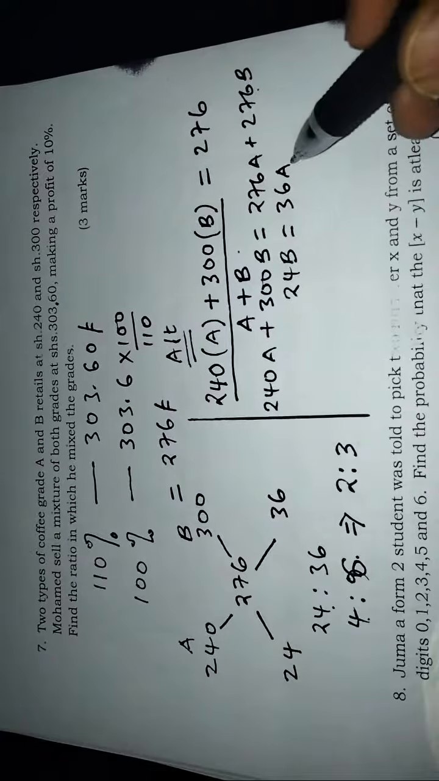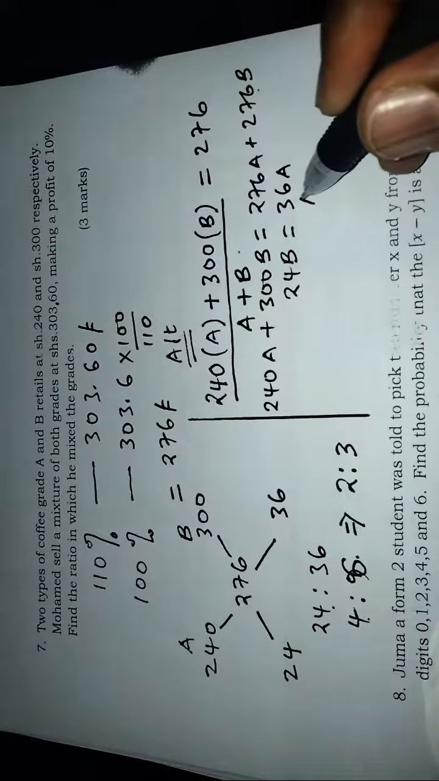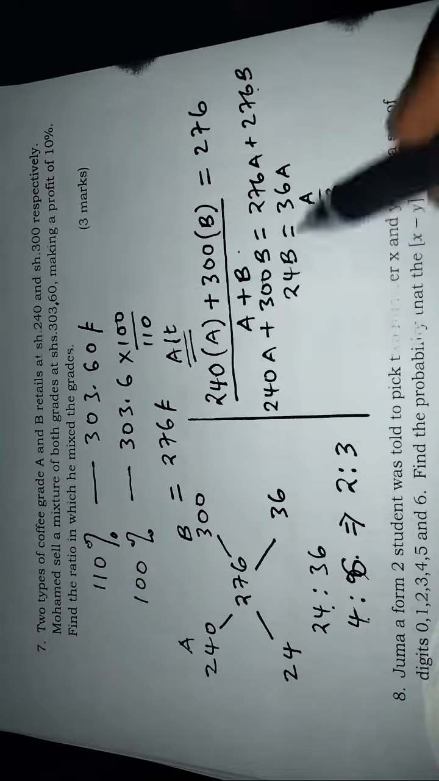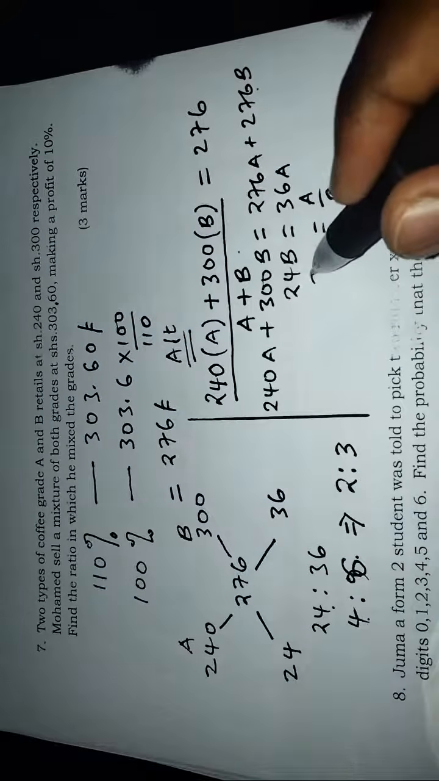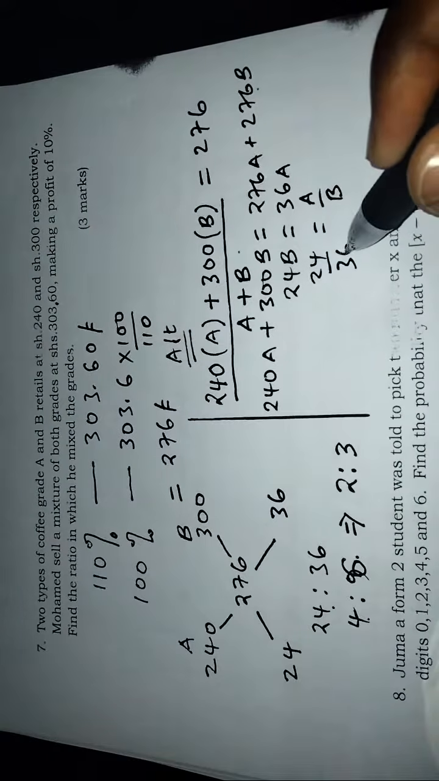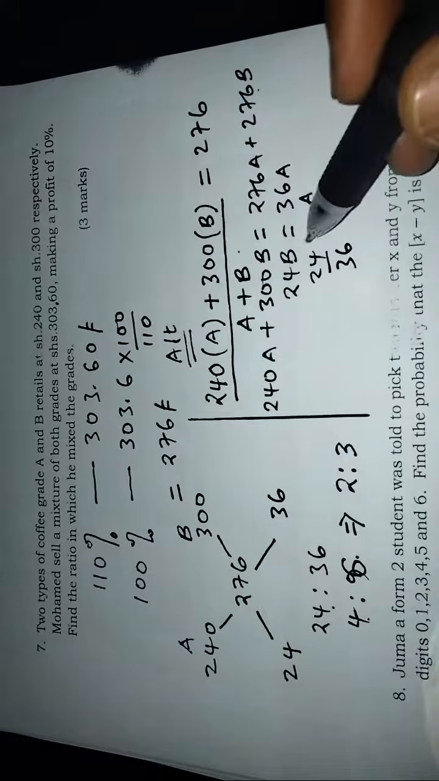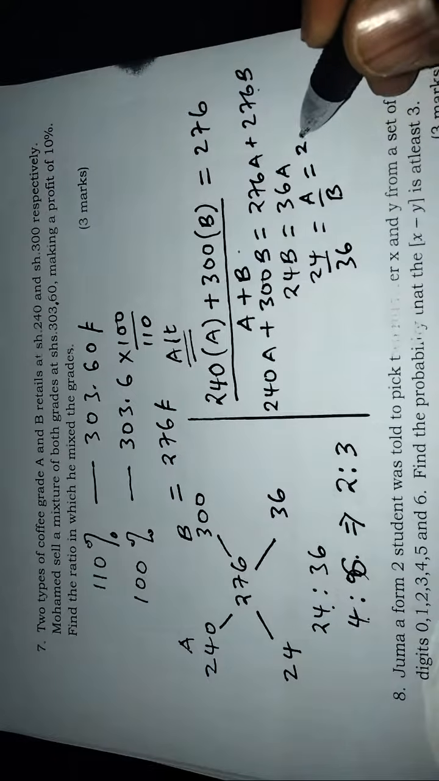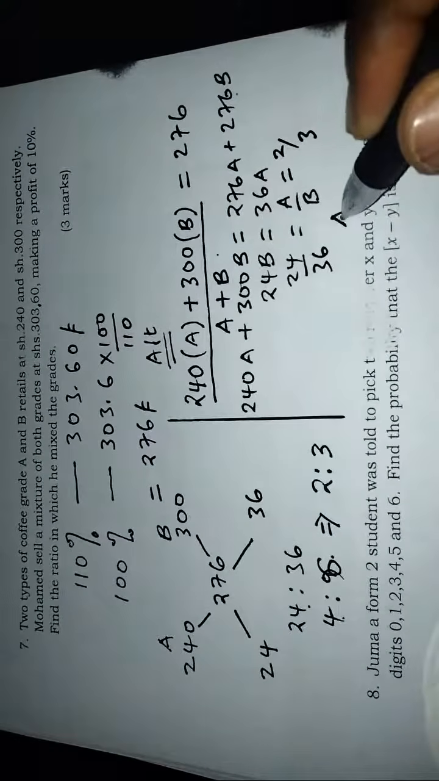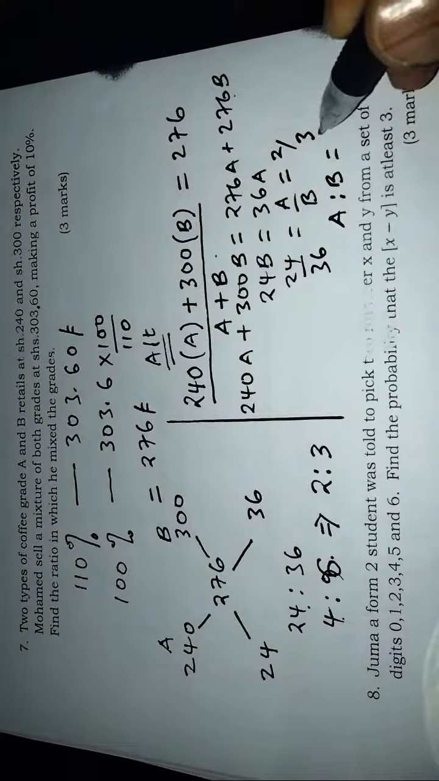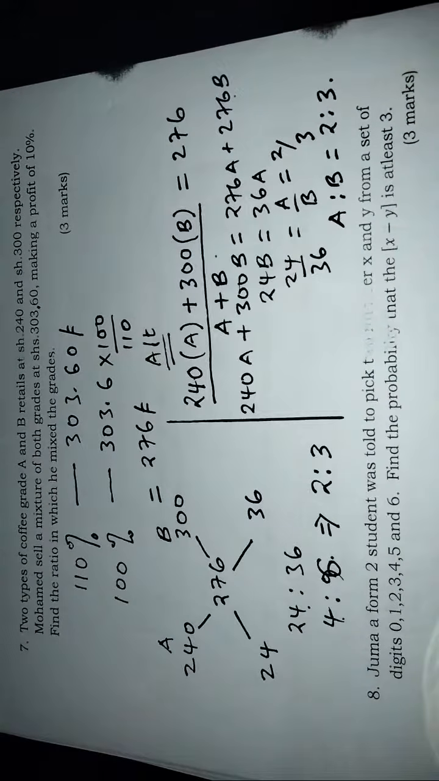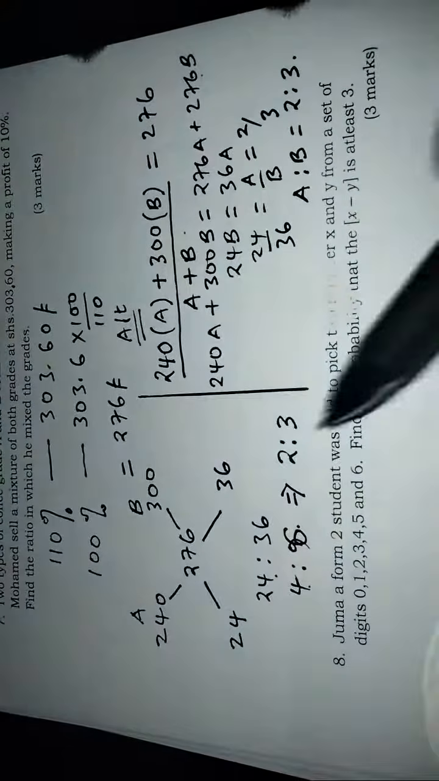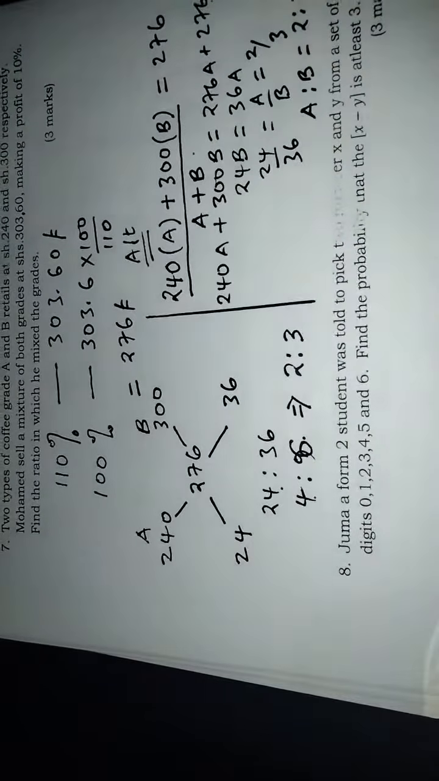Therefore, now to remain with A at this side over B, then we need to bring the 36 here because the B has gone to this side. So we will have 24 out of 36. In the simplified form of 24 out of 36, we will have 2 out of 3. So if A out of B is 2 out of 3, then it means the ratios of A is to B will be 2:3. So that is how we get the ratios. You can work it out this way, or simply you subtract as we did in the first approach.